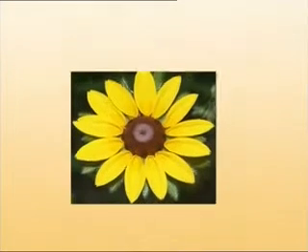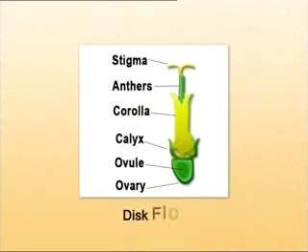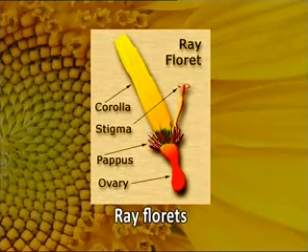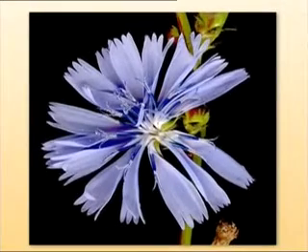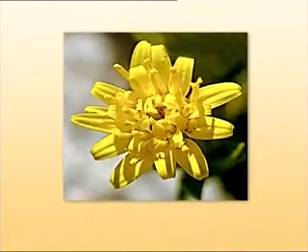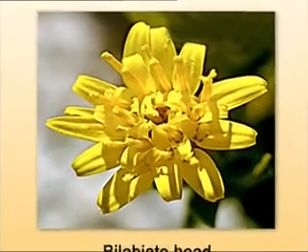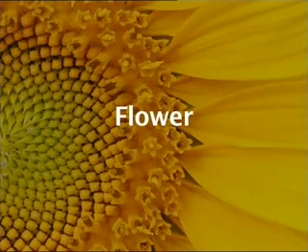The third type of head in Asteraceae is called radiate. This is the most common type of head that we see in Asteraceae, wherein we have central bisexual or staminate disc florets and the peripheral pistillate or sterile ray florets. The fourth type of head is called ligulate. Here we have all the florets in the form of ray florets. The fifth and the last type of head is called bilabiate head, wherein all the florets have a bilabiate shape.